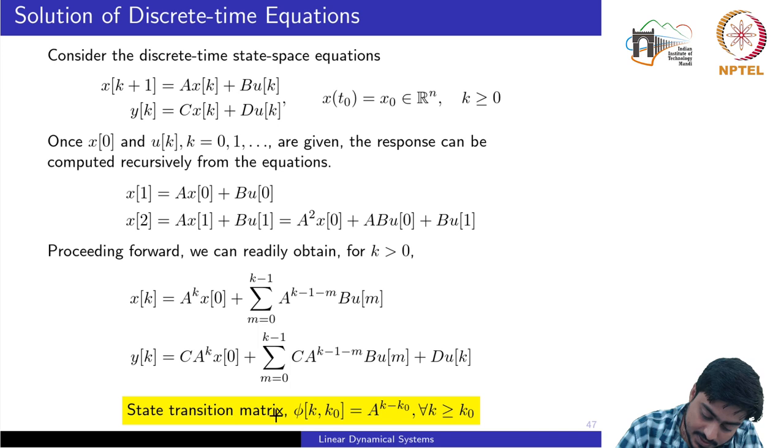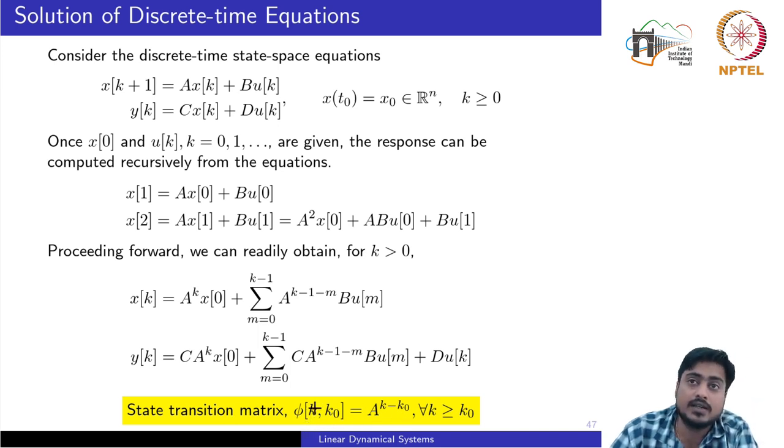Okay, and the state transition matrix phi of k comma k naught is given by A to the power k minus k naught, for all k greater than or equal to k naught. Once you start doing this for the kth time, you will finally approach this solution.